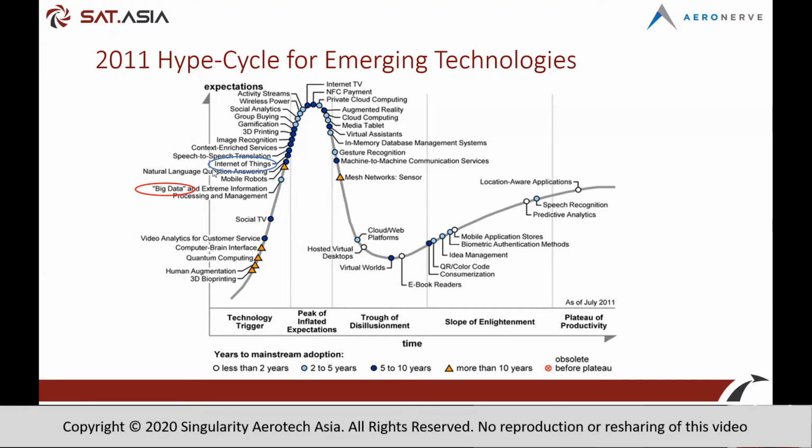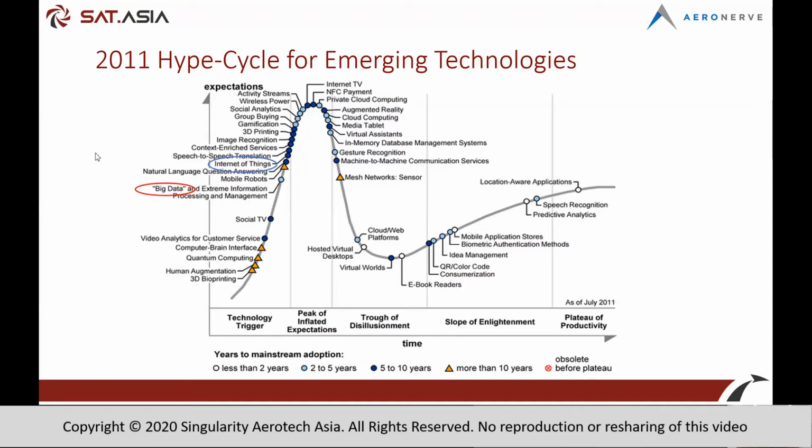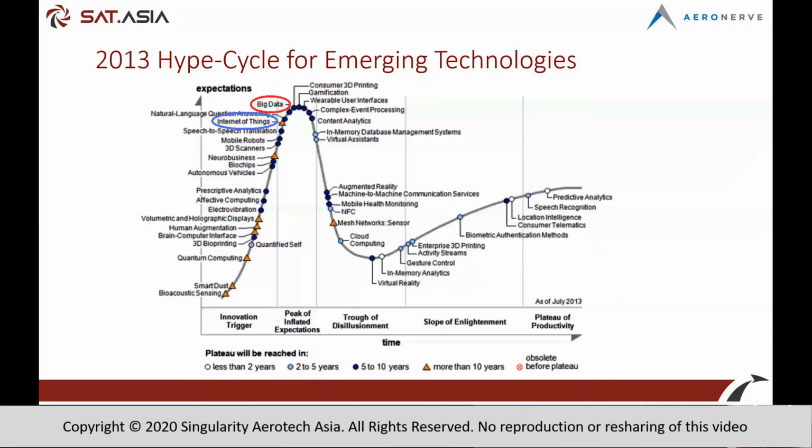So first, Internet of Things and Big Data happened to be on the picture in 2011. In 2013, you can see that previously Big Data was coming actually before Internet of Things. And then in 2013, Big Data quickly overtook Internet of Things. It became the most hyped thing in the world at that time. It reaches the peak in 2013. Internet of Things is slightly slower.